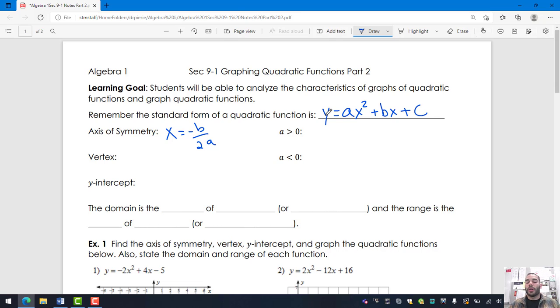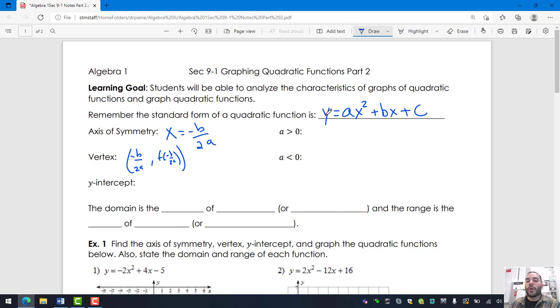Your vertex is going to be one of two things. It's either the bottom of the smiley or the top of the frowny. The vertex is going to have an x and a y coordinate. Your x coordinate is always going to be whatever number you got right here, negative b over 2a. And then your y coordinate is going to be whatever number you get back after you plug this number into the equation. So the fancy way to write that would be f of negative b over 2a. Basically, take this number, plug it into your equation, and you'll have your x and your y coordinate.